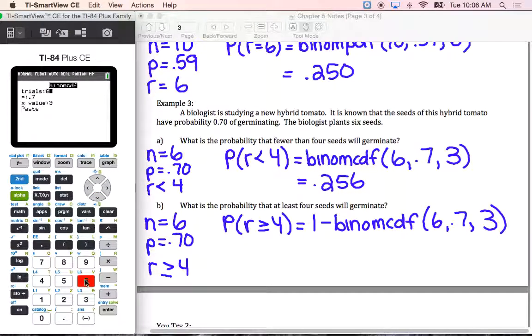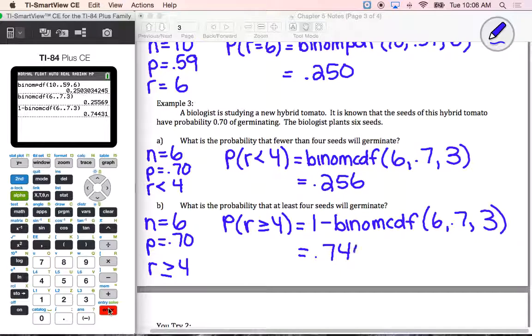And we've got 6, 7, and 3. So we should get then a 0.744 for our probability. Again, you got to pay attention to the wording of these to know which way it goes. Now, you should be showing me your work as you go through these.